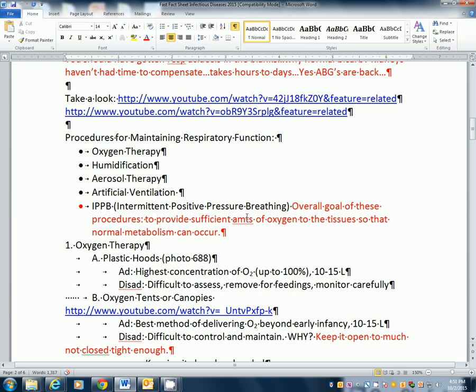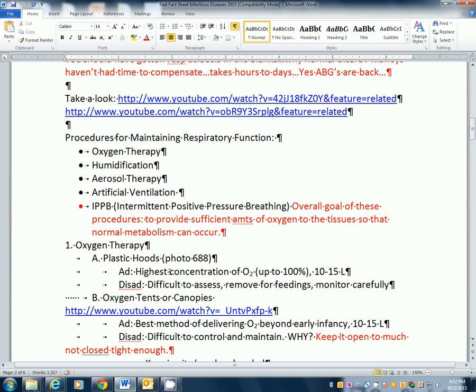Overall, no matter which one we're talking about, the goal of these procedures is to provide sufficient amounts of oxygen to the tissue so that normal metabolism can occur. So that's our whole goal and what we're wanting to happen. Now, oxygen therapy comes in several different forms.